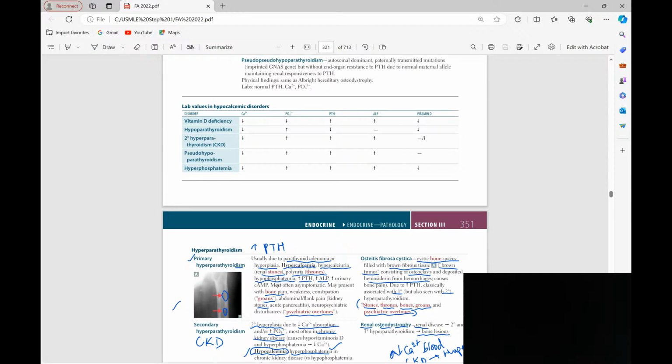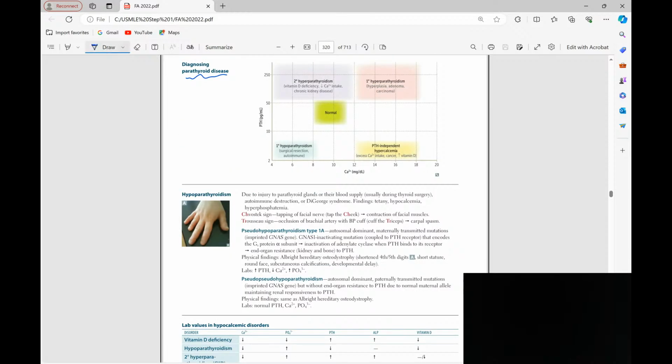And there is also hypoparathyroidism. The most common cause is iatrogenic. This is also a question, because while operating on the thyroid gland during thyroid surgery, as thyroid and parathyroid are very closely related, there might be damage to the parathyroid glands or their blood supply, or it may be due to autoimmune destruction, DiGeorge syndrome. The parathyroid gland produces the hormone which acts to increase serum calcium. Due to its deficiency, there will be tetany, hypocalcemia, and hyperphosphatemia.